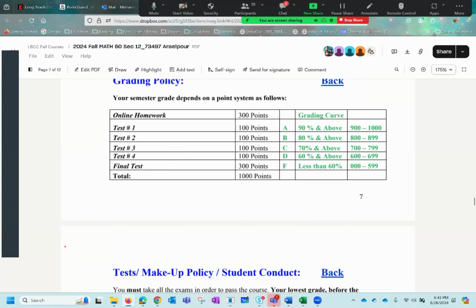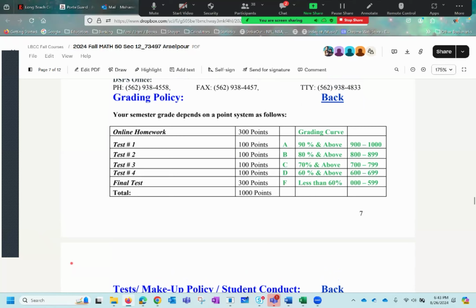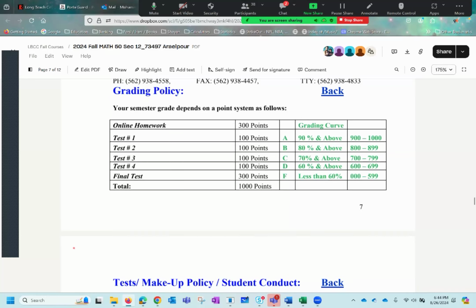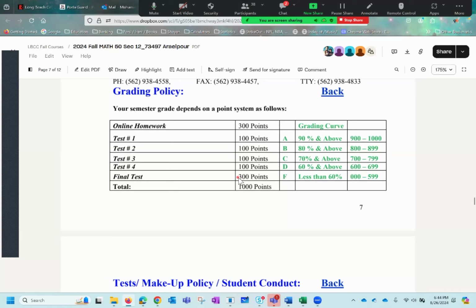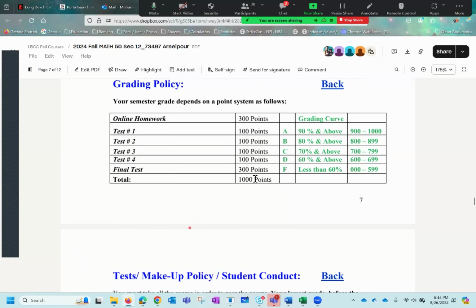And here's the grading policy. It's a point system. We have 4 exams. Each one is 100 points. The homework is 300 points. And remember, most everybody does well with the homework because sky's the limit. You can basically redo it as many times as you want, as long as it's done before the due date. And in the past, most students have received 95% and above, so it shouldn't be any problem. The final is 300 points, although it's comprehensive, but 70% comes from the previous exams. So 1,000 points, that's the total.